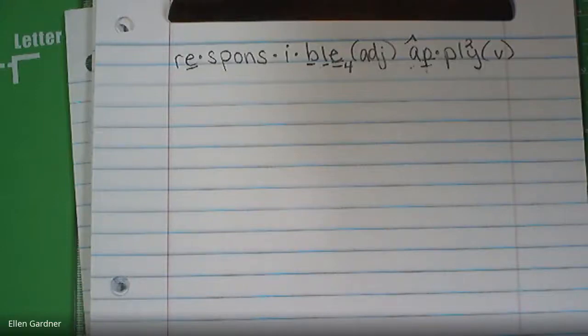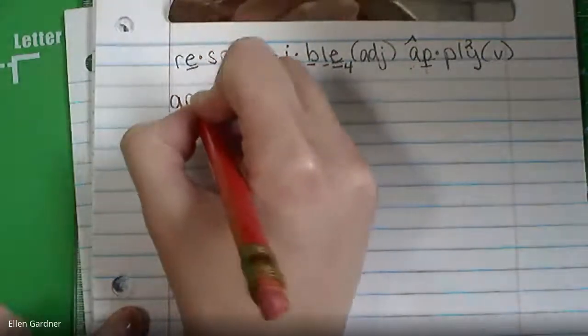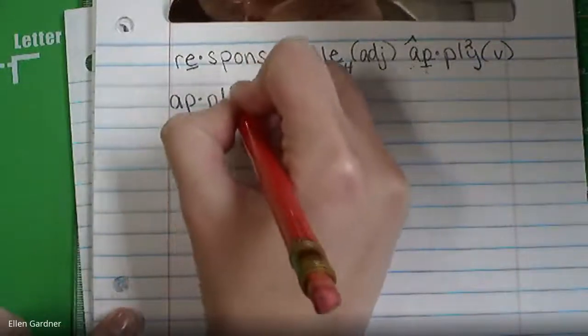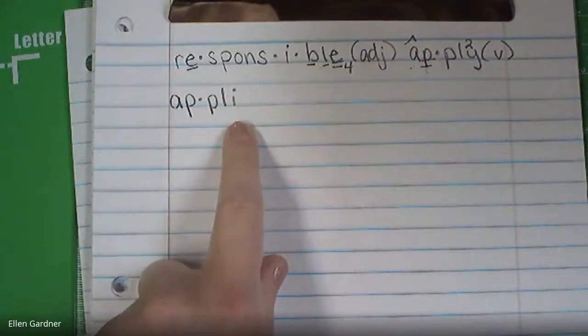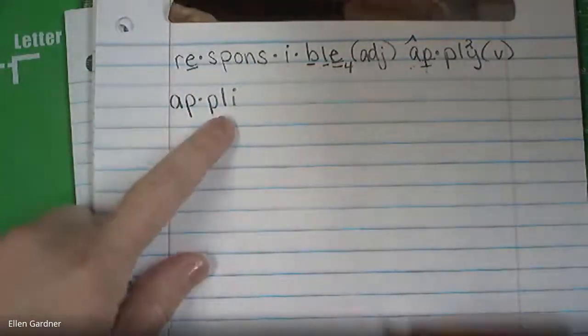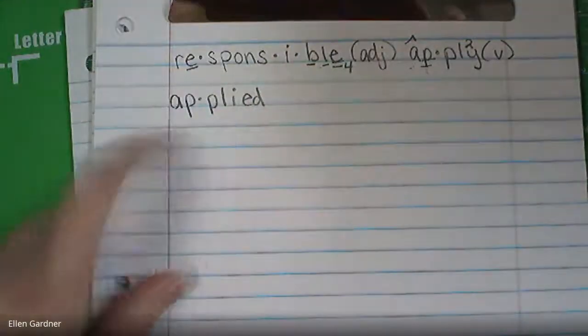Applied. We think to spell applied. Excellent. Okay. A, P, syllable break. P, L, I. We're changing Y to I-E. Thumbs up if you did that. And ED to past tense ending. Applied.